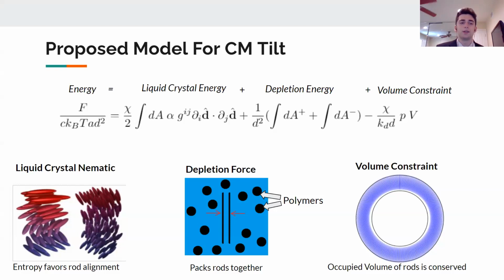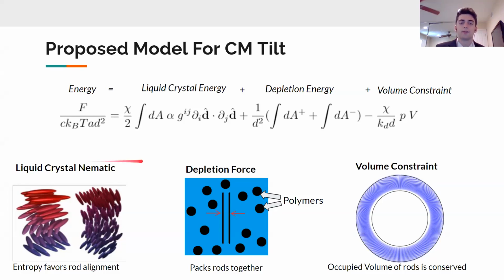So before we can talk about spending the least amount of energy possible, we first have to propose a model for the energy. Our energy is made up of 3 components: a liquid crystal energy, a depletion energy, and a volume constraint. And I'll get into what all of those components mean. So for our liquid crystal energy on the bottom left, here we have an image of a liquid crystal nematic. And what happens with a liquid crystal is that there are more ways for rods to align than for them not to align. So because of this, entropy favors rod alignment.